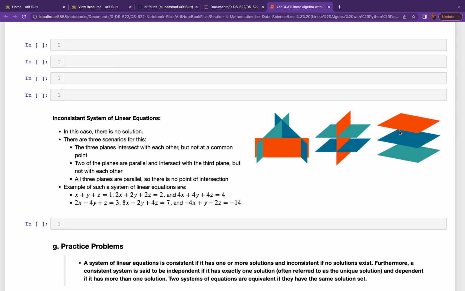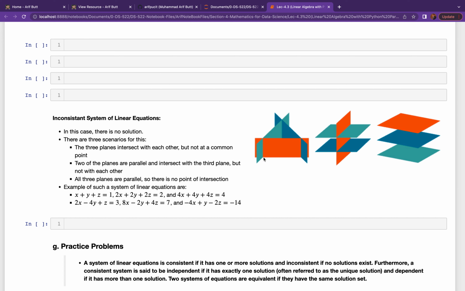Well, at the extreme right over here, you see all the three planes are parallel, so there is no point of intersection. In the middle image, you see the two planes are parallel and intersect with the third plane, but not with each other. So we don't have a unique solution. And in this left image over here, you see the three planes intersect with each other, making three lines, 1, 2, and this 3. But once again, there is no single point that lies on all the three planes. So once again, no solution.